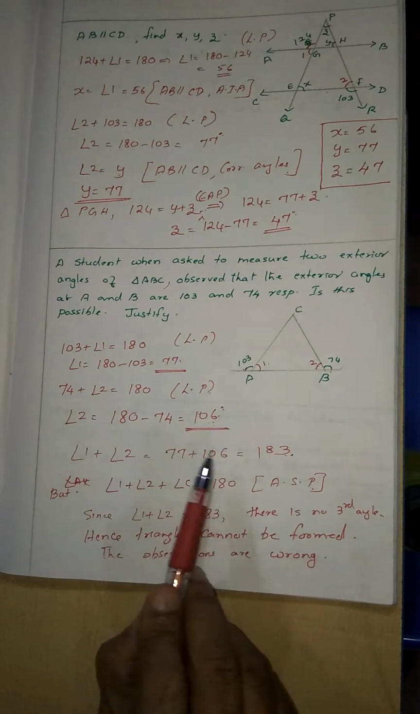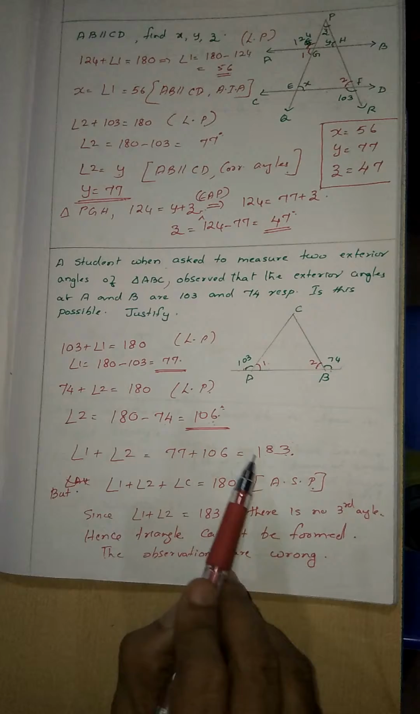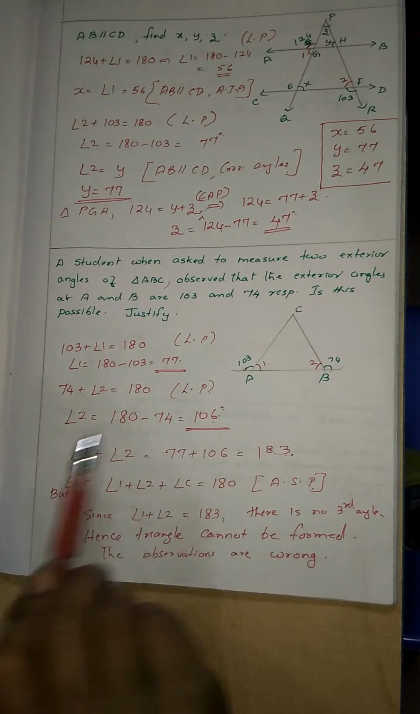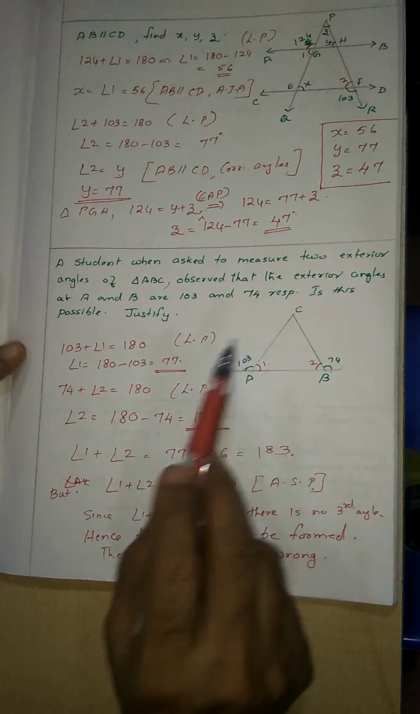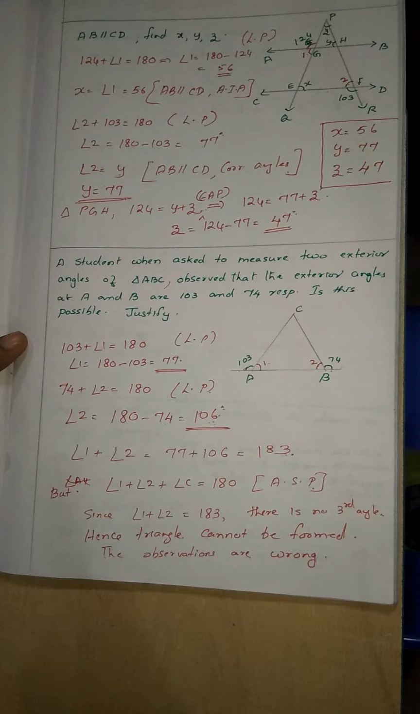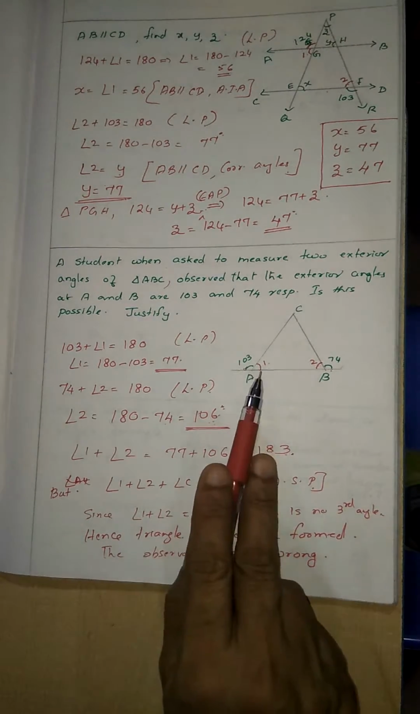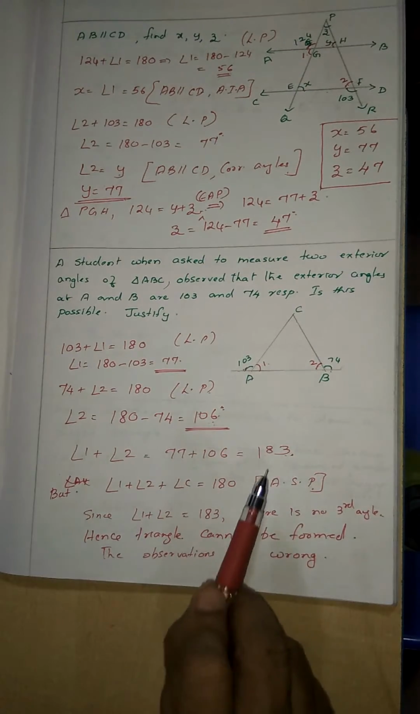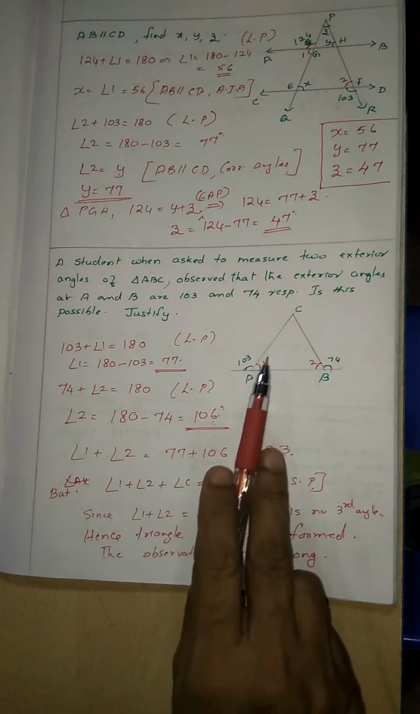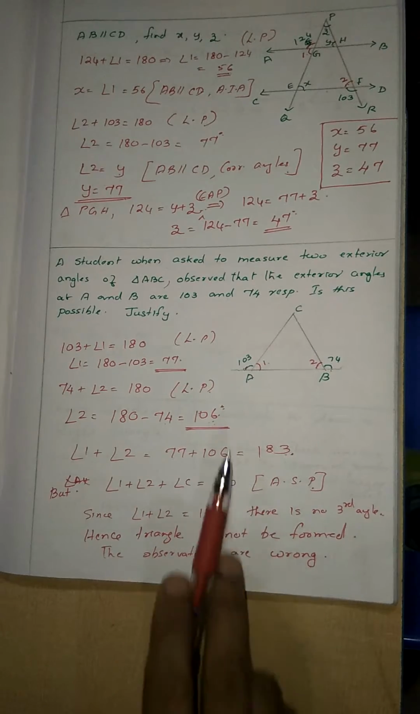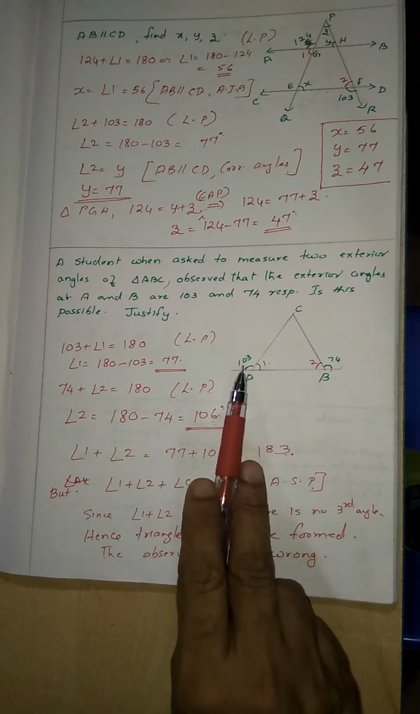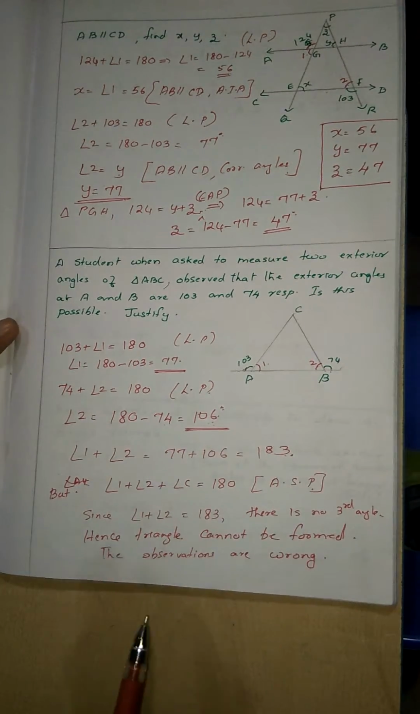Now 1 plus 2 is equal to 183. But we know the angle sum property is angle A plus B plus C together is exactly 180. It can be neither more nor less. But here 1 plus 2 itself is greater than 180. So this triangle is not possible. So these exterior angles of 103 and 74 are not correct.